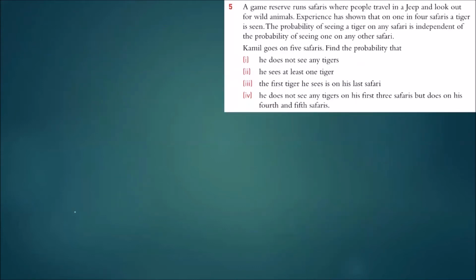Let's go to number 3. So we have here a game reserve that runs safaris, and experience has shown that on 1 in 4 safaris, a tiger is seen. So let us define our distribution. X is a geometric distribution wherein the probability of success is 1/4. So again, P is 1/4 and Q thereby is 3/4.